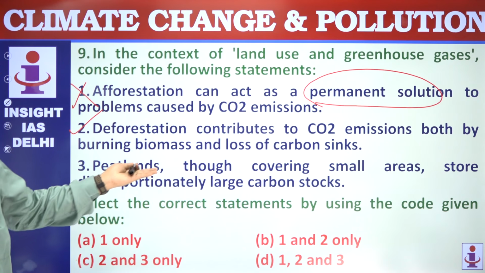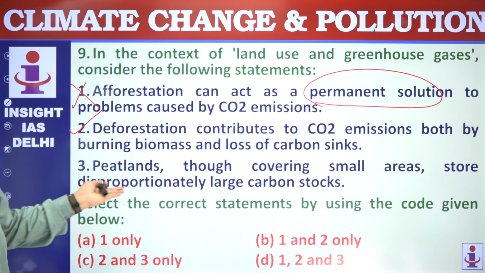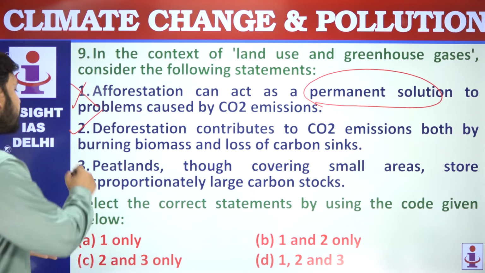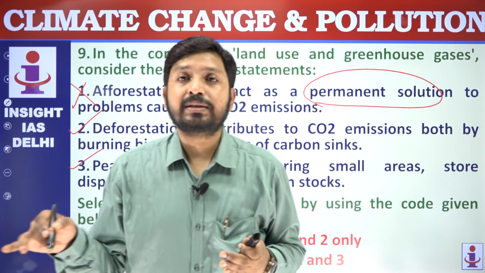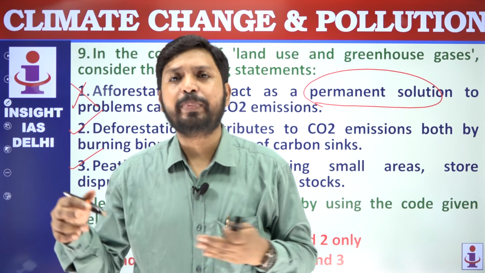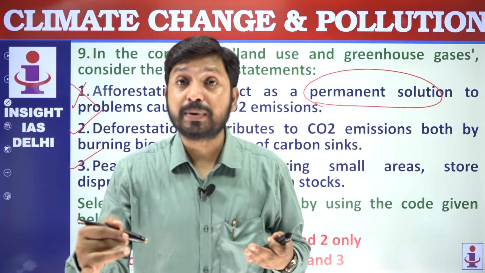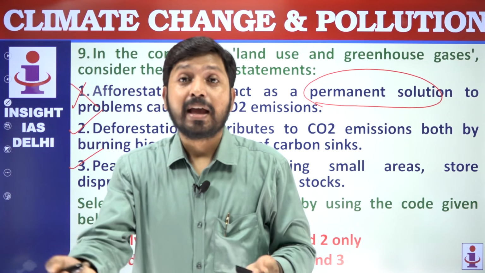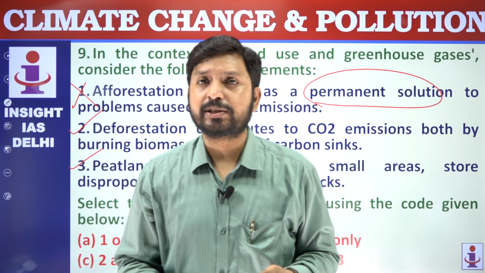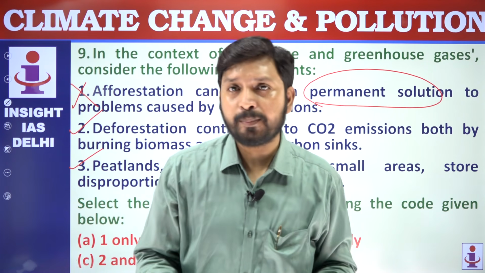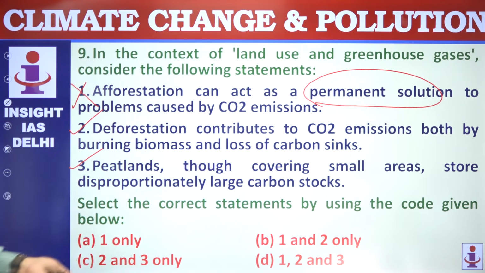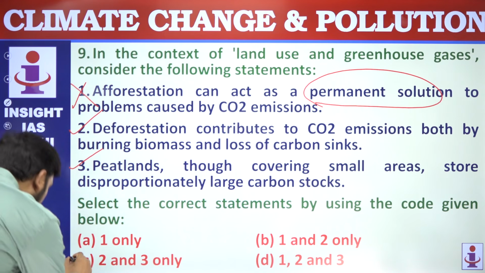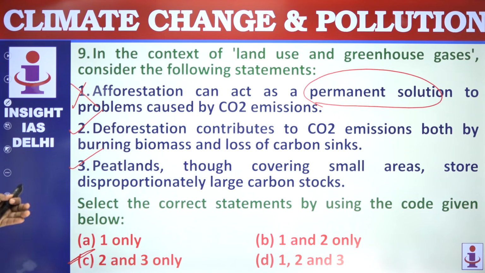Next one, peatlands, though covering small areas, store disproportionately large carbon stocks. Yes, this is also a right statement, because globally hardly 3% of peatland area is there, but that 3% of peatland area is capturing a huge amount of carbon dioxide, so that's why they are very, very important. Let's see what they have asked. Correct statements: 1 is wrong, 2 and 3 are correct, so 2 and 3 are there in option C, so our answer will be option C.